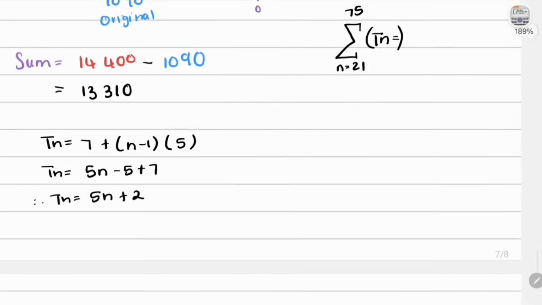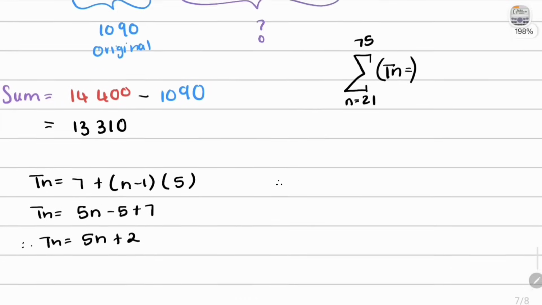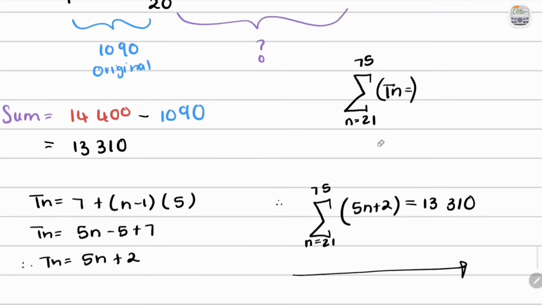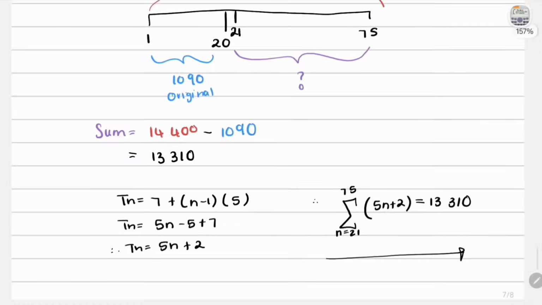So that would mean that our equation can be expressed like this in sigma notation. We have the sum starting where n equals 21 and ending at 75, and the pattern's formula is 5n plus 2, and that sum is going to add up to 13,310, and this over here is our answer.